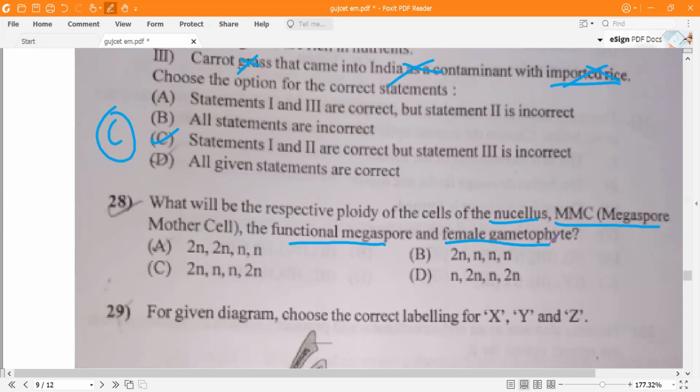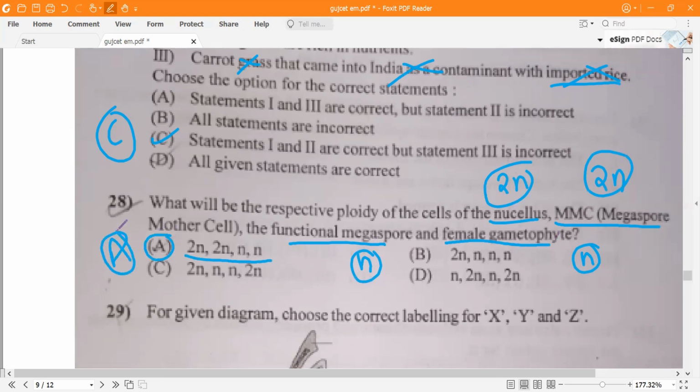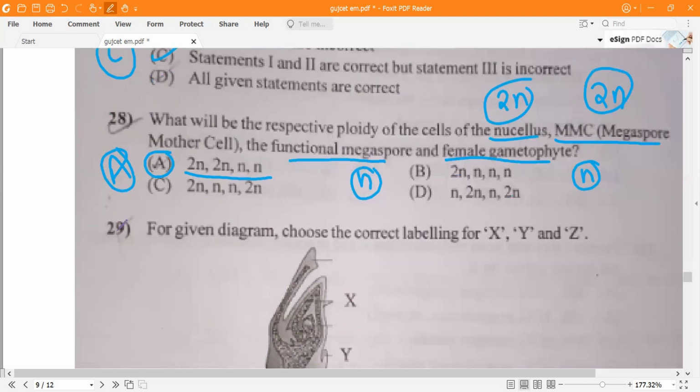Okay, so nucellus is mainly 2N. The megaspore mother cell, which will undergo meiosis, is also 2N. The functional megaspore is haploid and the female gametophyte is haploid. So it will be 2N, 2N, and N. So A is correct. I think it's from the exercise or exemplar.